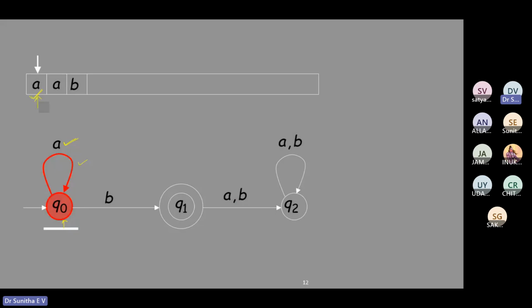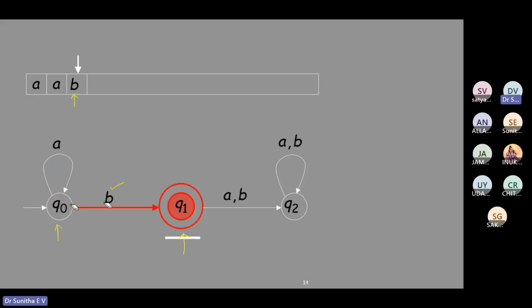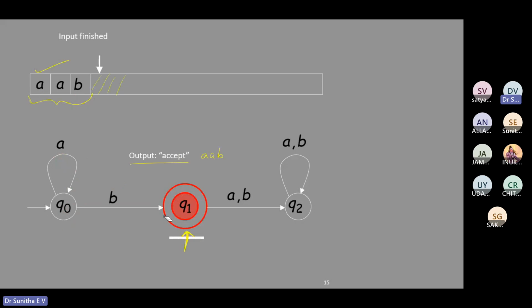So we are going to process the input. First we read A. The machine is in Q0, so it will take the self loop. Then we read the next A, again the same self loop. Then we read B, which makes a transition from Q0 to Q1. So now the machine is in Q1; the red colored state is the current state. Then we try to read the next character, but there are no more characters in the string, so we have completed the string. After consuming the entire string, the machine is in the final state, so the string is accepted. After reading all characters, if the machine is in a final state, that string is accepted.